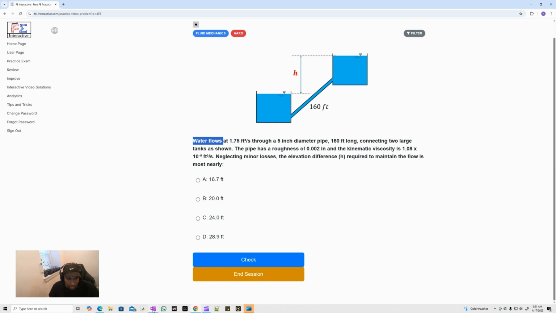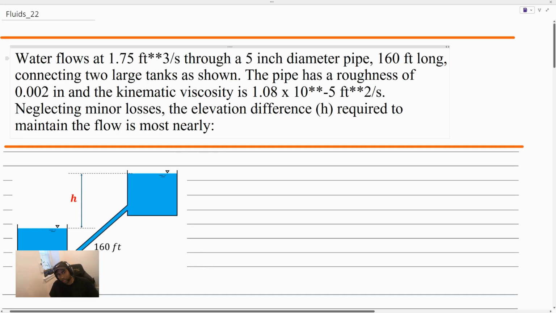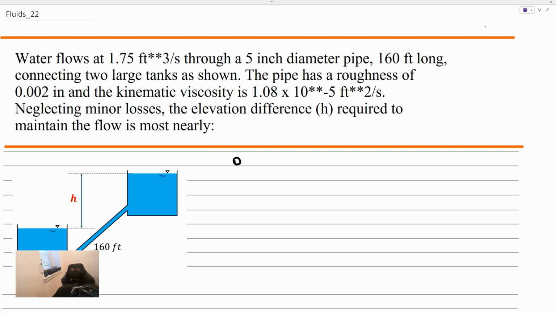I'm going to transfer straight to a clean sheet of paper here because there's a lot of givens in this problem, and I want to take them down now. So it says the volumetric flow rate, water is flowing at 1.75 cubic feet per second. Volumetric flow rate because it's cubic feet per second, a volume per unit of time. We're given a diameter here of 5 inches.